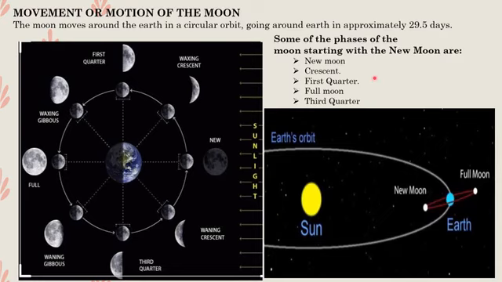Some of the phases of the moon, starting with new moon, are new moon, crescent, first quarter, full moon, and third quarter.